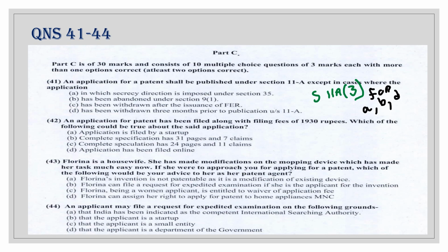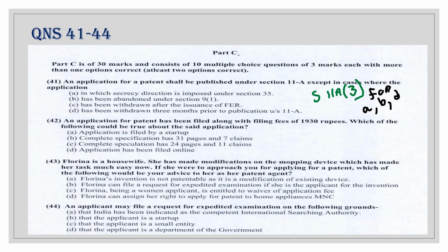And let me tell you one thing, friends. Part C consists of 30 marks and the number of questions is 10. Actually, these are not multiple choice questions. These are multiple select questions. We can say these are not MCQs, these are MSQs, because you have to choose more than one option here.